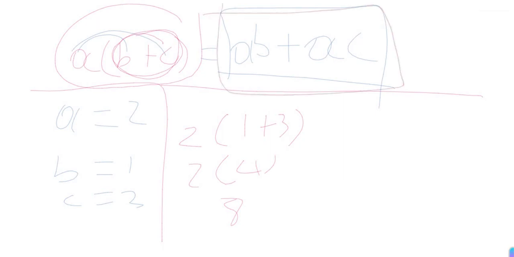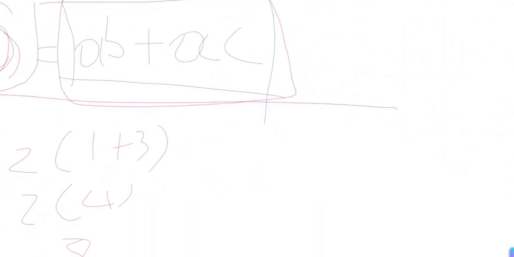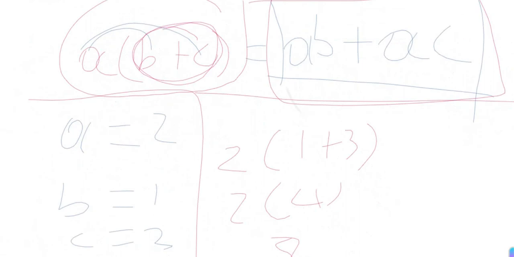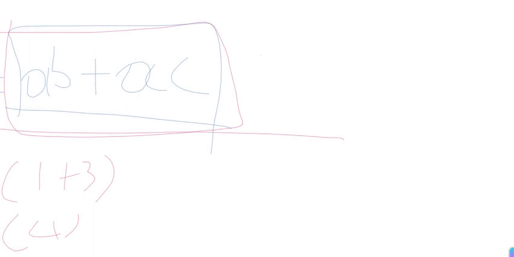We could simply substitute the values this way. A is 2, B is 1, C is 3. So we'll say 2 times 1 plus 2 times 3. And so 2 times 1 gives us 2, plus 2 times 3, which is 6. And 2 plus 6 is also 8.